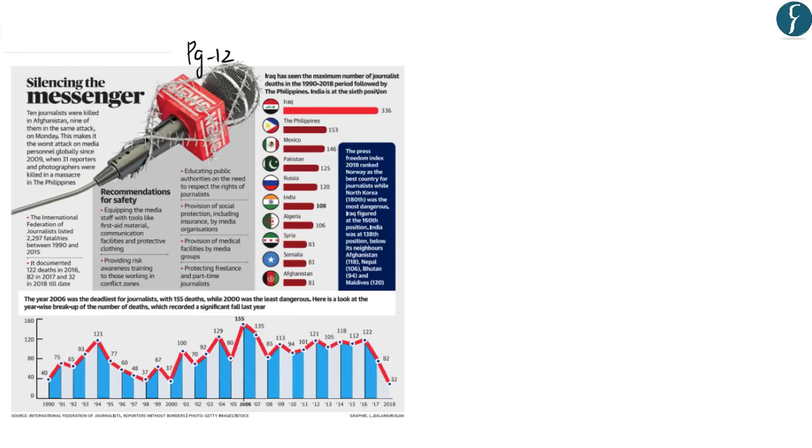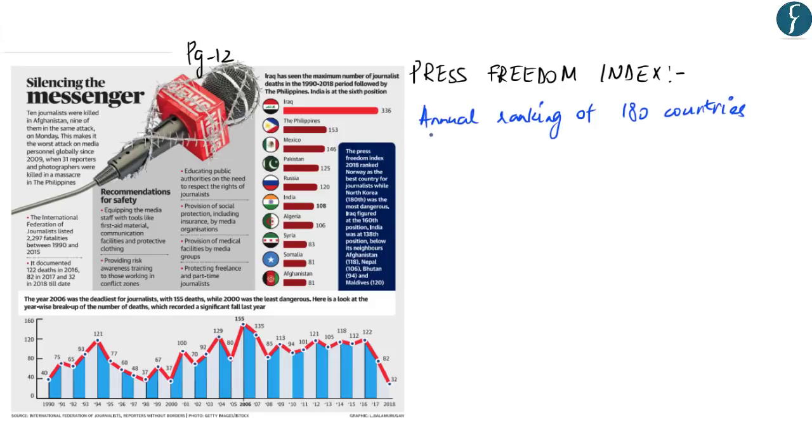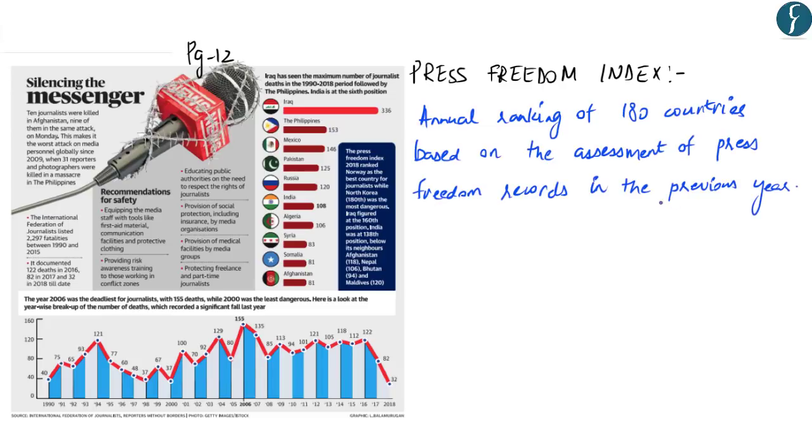Next, we will discuss this pictorial that appears on page 12 and it reads Silencing the Messenger. This pictorial talks about the Press Freedom Index. So this Press Freedom Index is an annual ranking of 180 countries based on the assessment of press freedom records in those countries in the previous year.